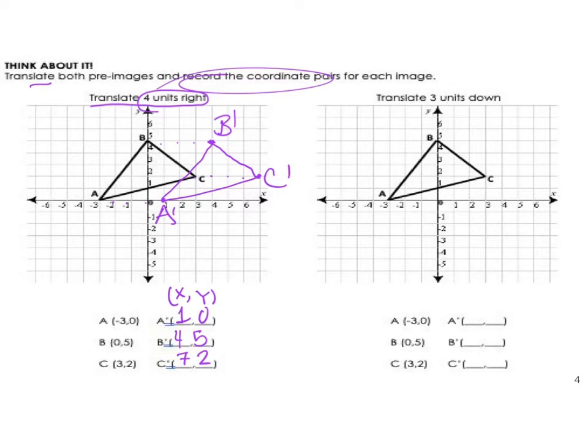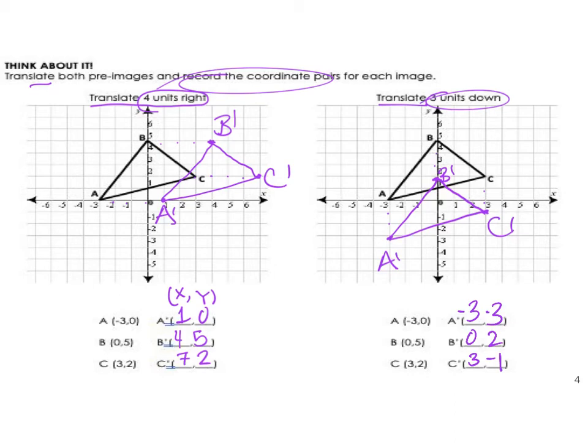Next, same triangle, same pre-image, but we're translating 3 units down. 1, 2, 3, A prime, 1, 2, 3, B prime, 1, 2, 3, C prime. Connect the points, they overlap a little bit. A prime is at -3, -3. B prime is at 0, 2. And C prime is at 3, -1.